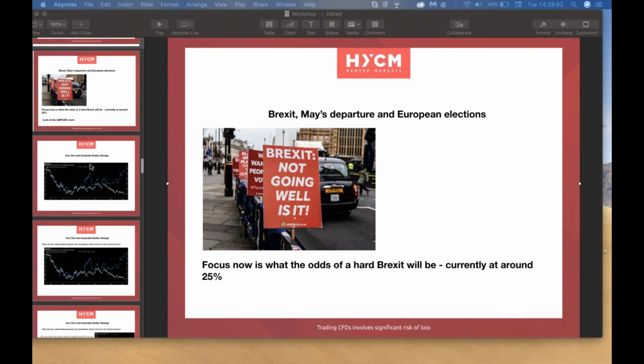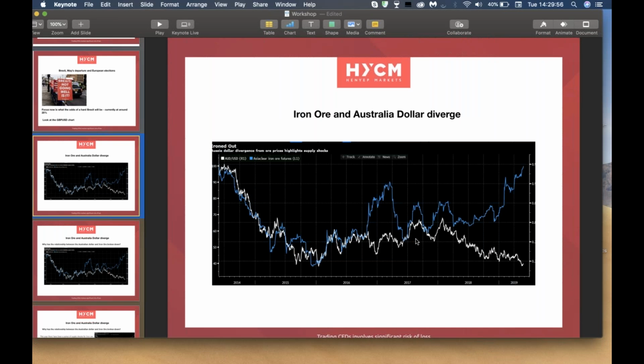Another chart I wanted to show you guys is a key divergence that's taken place recently. And this key divergence is between iron ore and the Australian dollar. Now, usually you can see the Australian dollar and the prices of iron ore move in tandem. You can see that from 2014 to 2015, you have them moving very similarly. So when iron ore prices go down, the Australian dollar goes down, and vice versa.